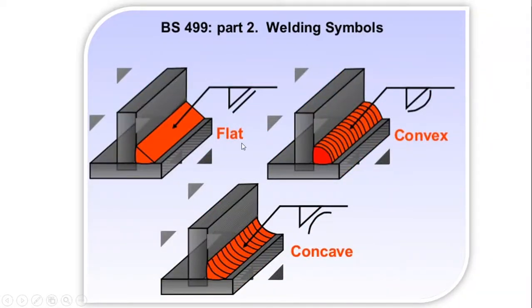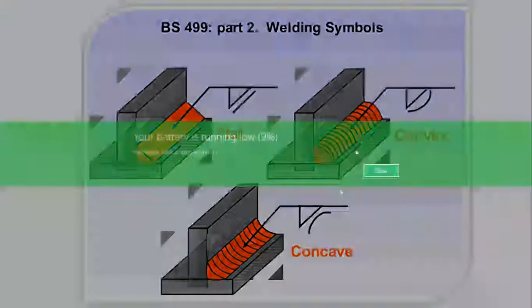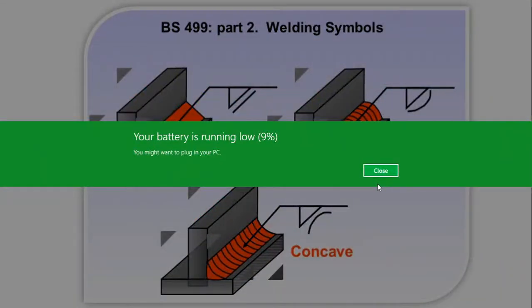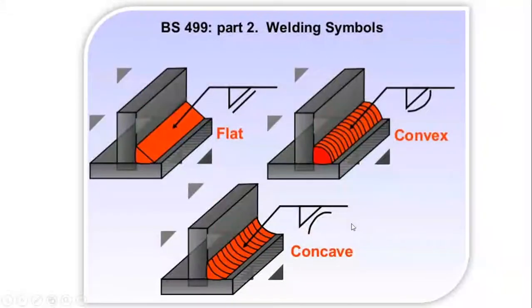This is the weld symbol plus one extra parallel line, which indicates a flat weld. This indicates a convex weld. Then next, this symbol indicates a concave weld.